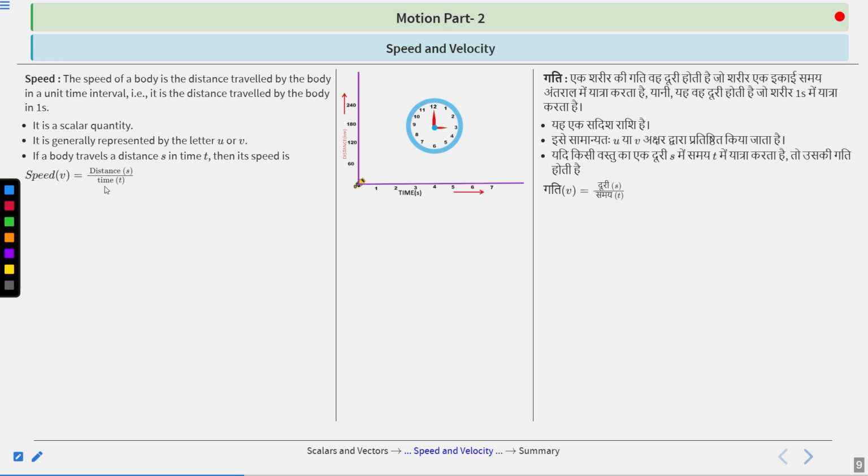For example, if the body covered 100 meters in 10 seconds, how much is the speed? 100 by time 10: 10 meters per second is the speed.